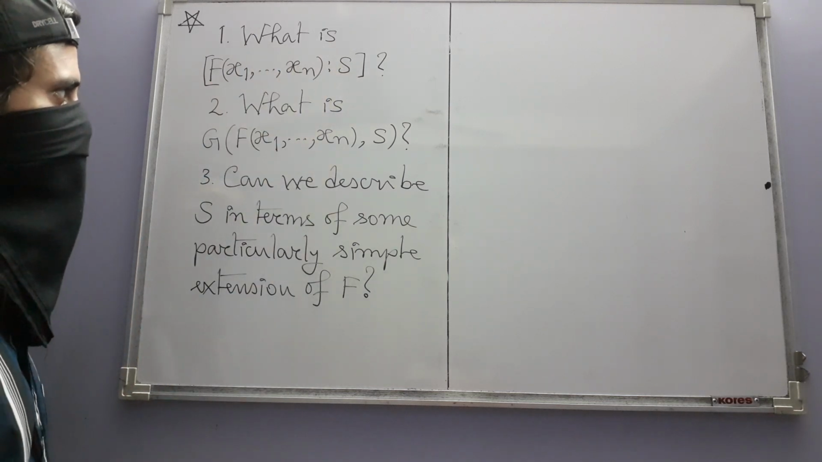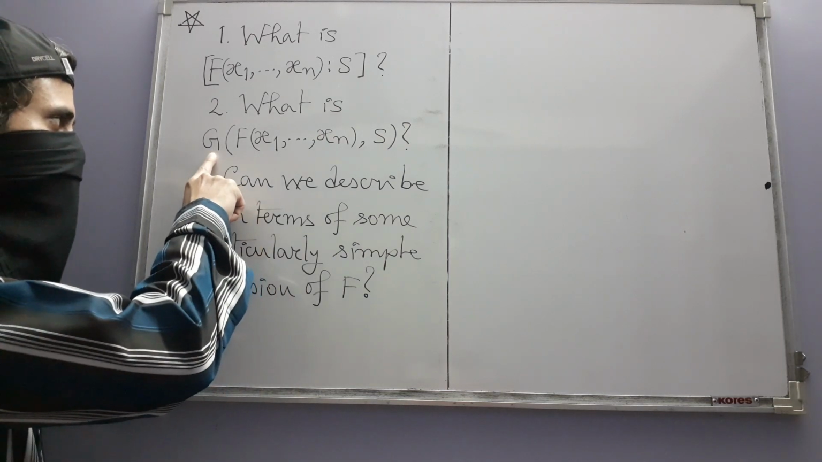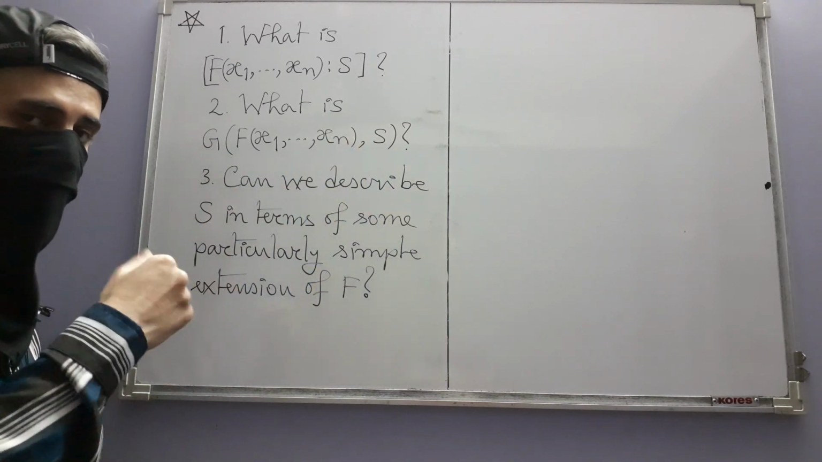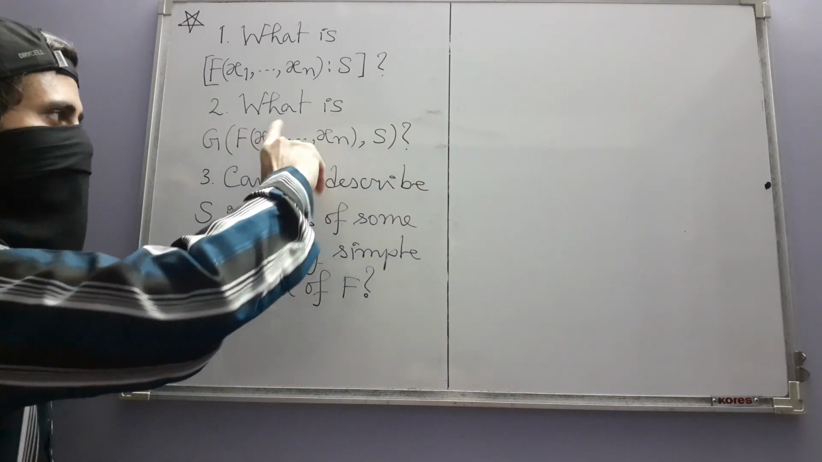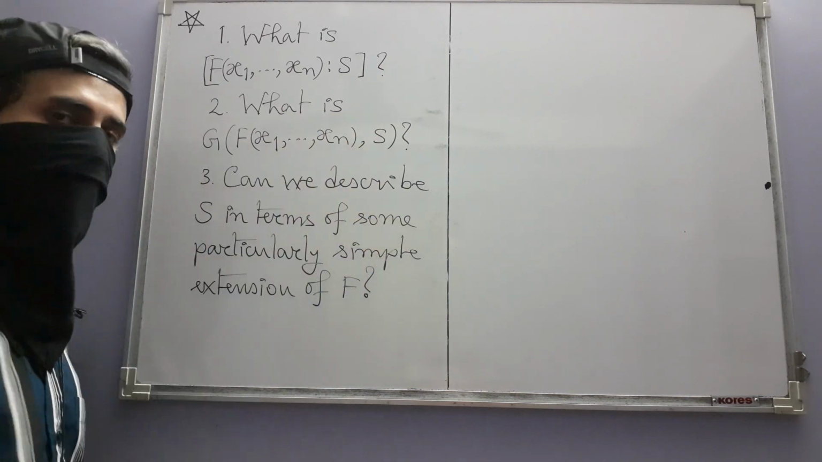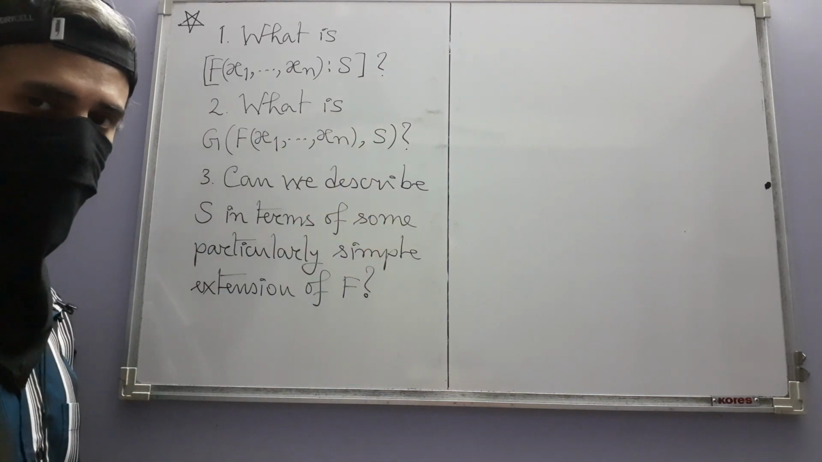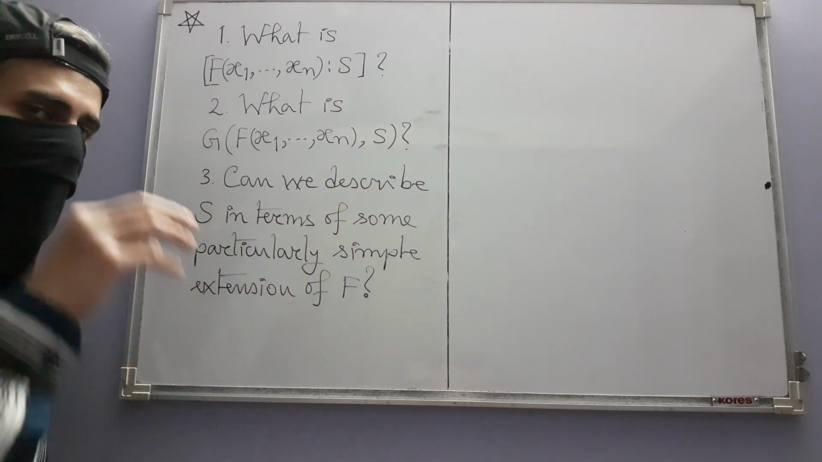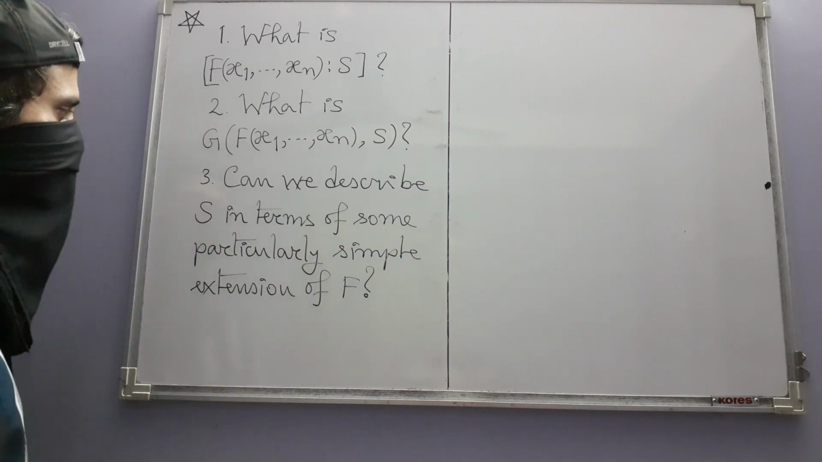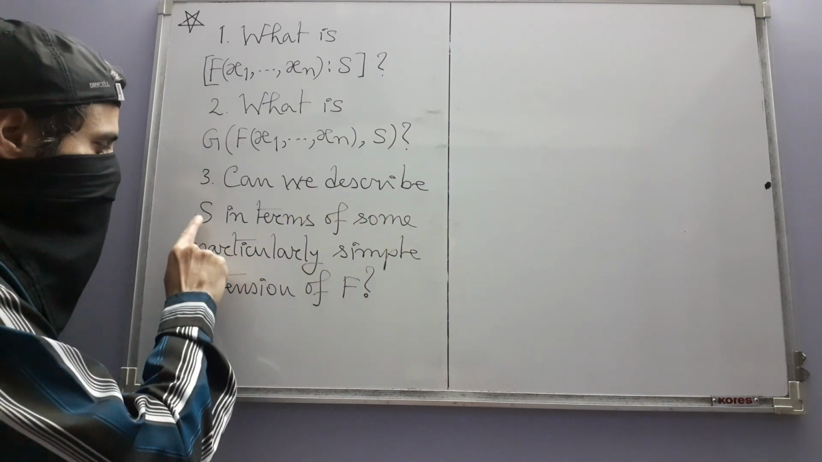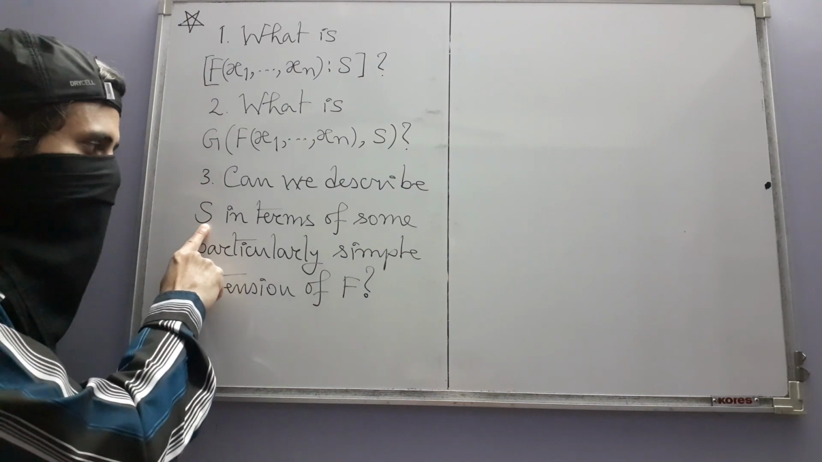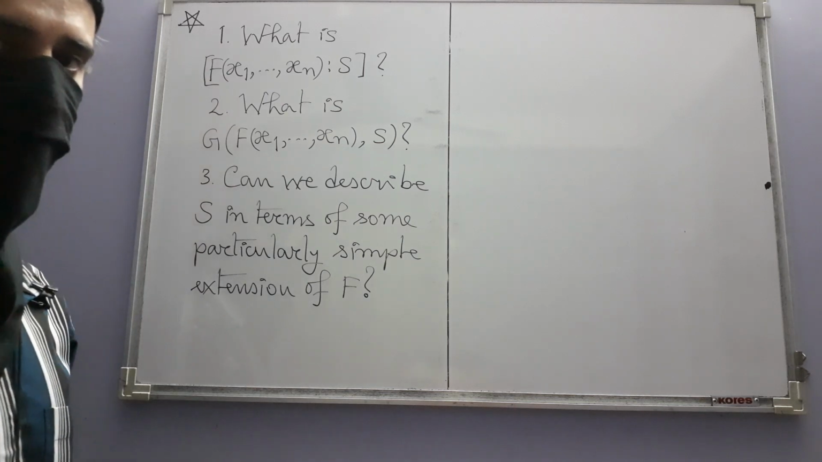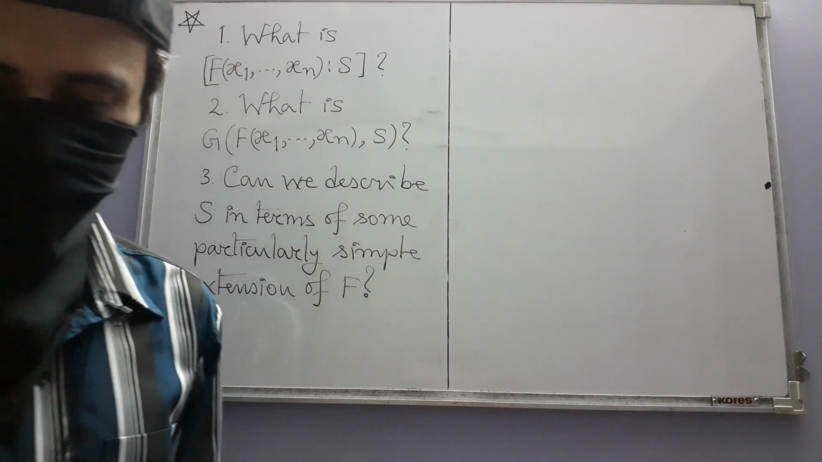Then the next thing is we also want to know the group of automorphisms of this field relative to S. This is the group of those automorphisms of this field under which all the elements of S are kept fixed. Okay, so these are the automorphisms that change nothing of S. It keeps the entire S fixed. And also, can we describe the field of symmetric rational functions in terms of some particularly simple extension of F? So we are now going to answer these questions simultaneously.